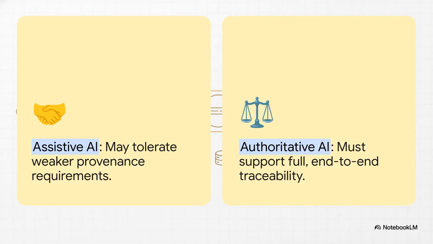One of the first things you have to consider is just how much power you're giving the AI. If it's an assistive AI, one that just makes suggestions for a human to review, maybe you can get away with slightly looser requirements. But if it's an authoritative AI that's making decisions and taking actions on its own, it absolutely must have bulletproof, end-to-end traceability. It's simple. The more authority the AI has, the higher the burden of proof.